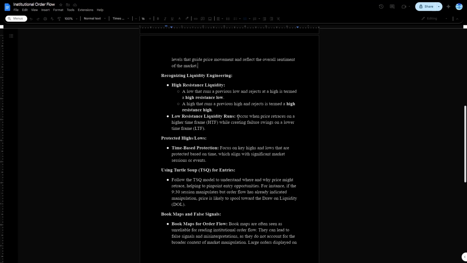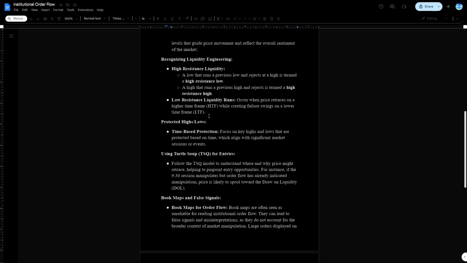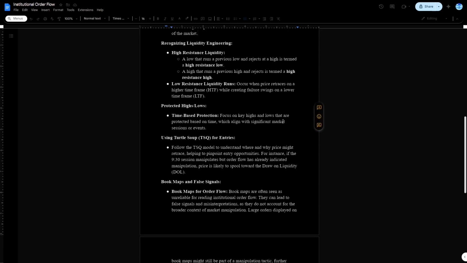Low resistance liquidity runs occur when price retraces on a higher time frame while creating failure swings on a lower time frame. Focus on key highs and lows that are protected based on time, which align to specific sessions or events.